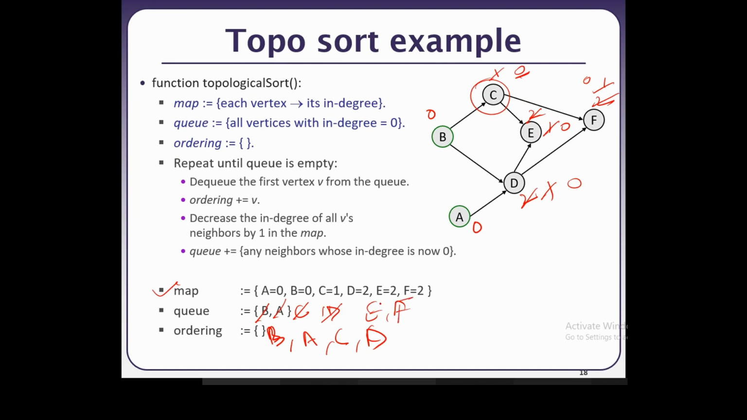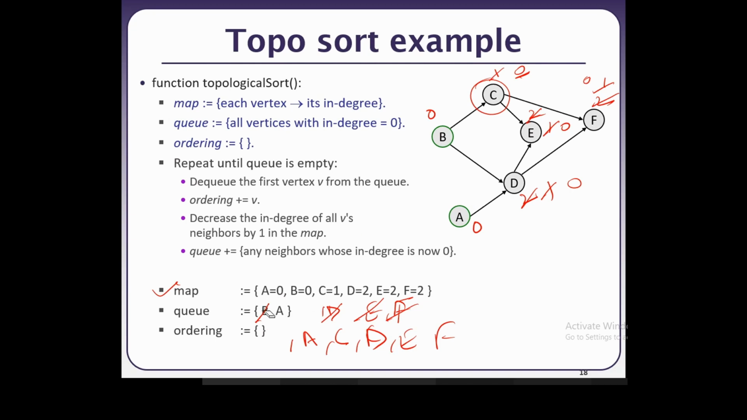Now E has no neighbor, so E will be here, and the same for F, F will be here. So this is the topological sequence, and it can be like A, B, C, D, E, F, or B, A, C, D, E, F, or B, A, C, D, F, E, because we have two places where we have options for which node to select, either A or B, or either E or F.